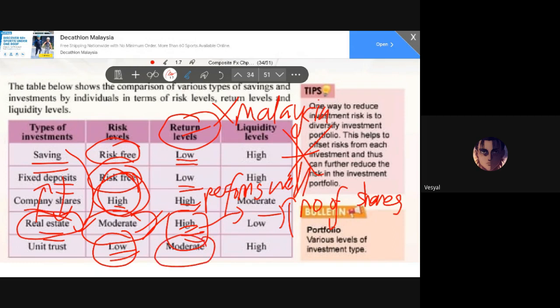Okay, fair enough. So this one, liquidity level, how easily it can be cashed out. If savings and fixed deposit, you can get your money back easily. Like if you want to withdraw your money, it is quite easy. Company shares, moderate, you still can get it, but not as much as these two. But real estate, you see, is low. Usually you cannot cash out the real estate that easily because the price is also high. And usually you will pay by installment. You won't just directly take out your cash and buy the real estate. So it's not that easy.